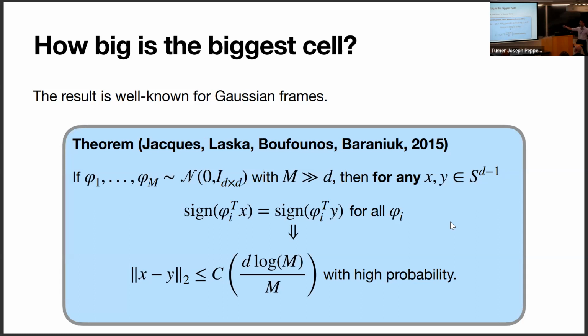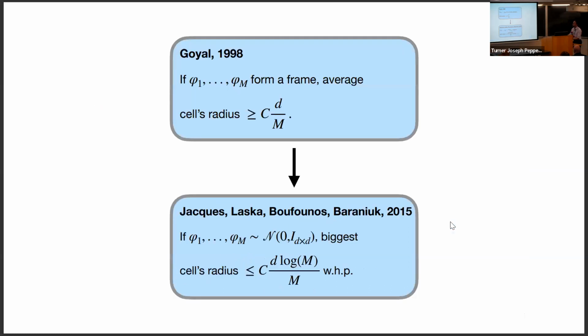The JLBB result basically says, up to log terms, Goyal's lower bound is also an upper bound. And the log term is the extra log m that we're paying over here. And that's with high probability on the draw of your frame vectors. So this result's nice because it complements the result by Goyal. It gives that upper bound that I mentioned before. So it seems like, at least in the Gaussian case, we have a fairly complete understanding of how bad we can expect our worst case error to be from reconstructing a vector from one-bit quantized frame coefficients in the Gaussian setting.